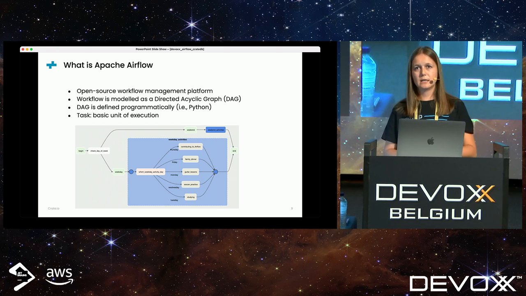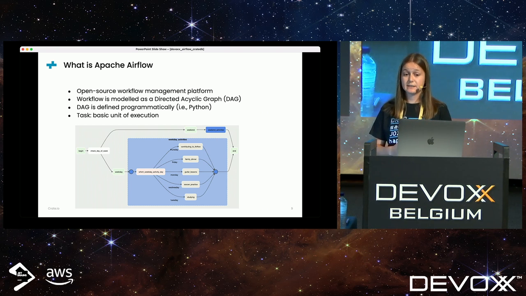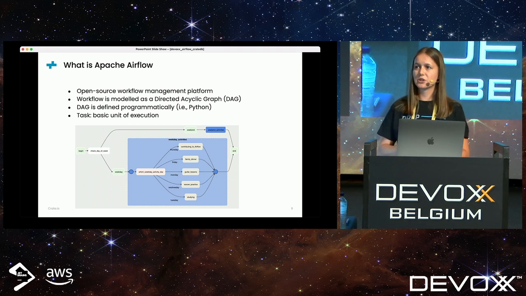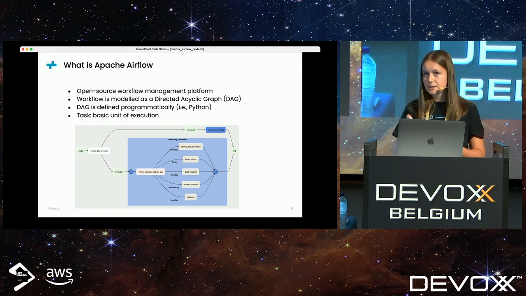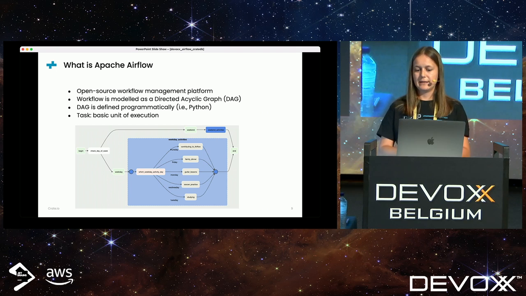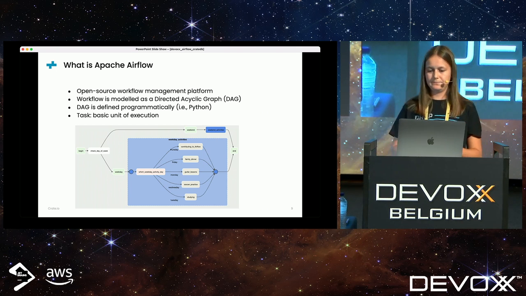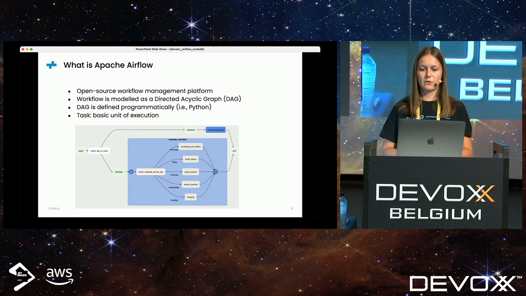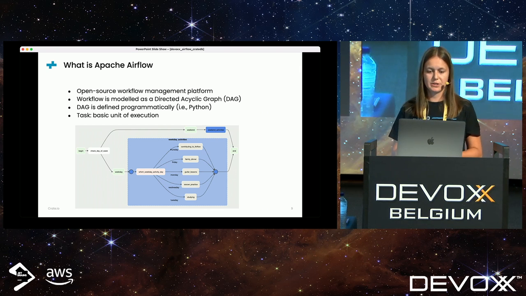It allows you to model data orchestrations, or actually any workflow orchestrations, as a directed acyclic graph, where the node of the graph represents a task and the directions in which these tasks execute are represented by the edges. This is one very simple example of how you can model your orchestration workflow. An important thing to mention is that it's done programmatically. So if you're familiar with Python, you can start using Airflow pretty easily.